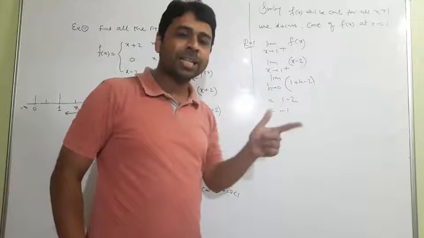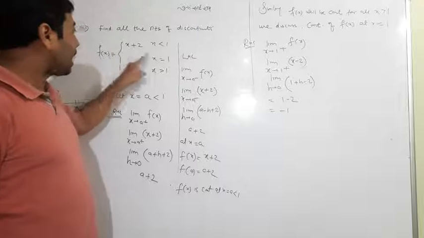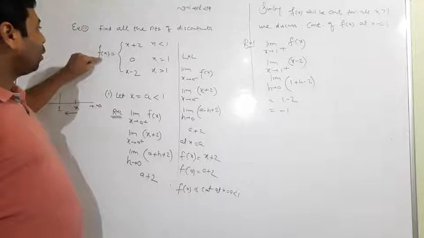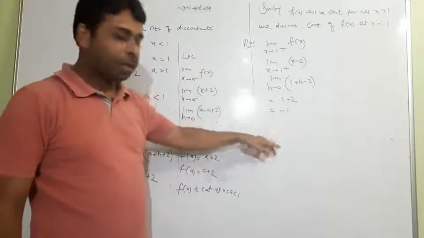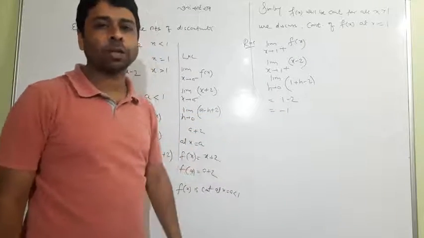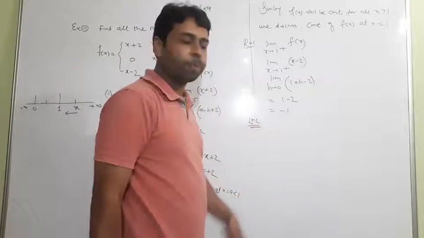At exactly x equal to 1, all should be the same. But at exactly x equal to 1, the value of the function is what? It is 0, and it is minus 1. Hence that function is actually not continuous. Even if you're not satisfied with my sentence, you can go ahead.